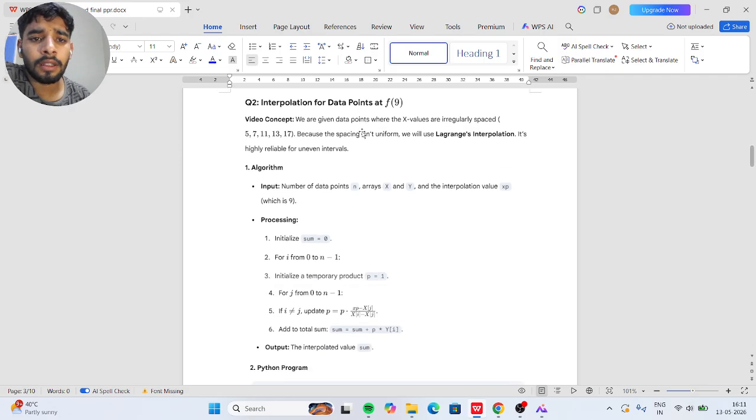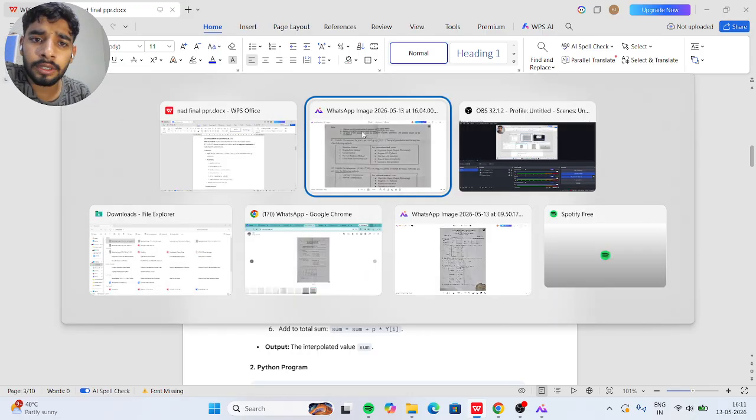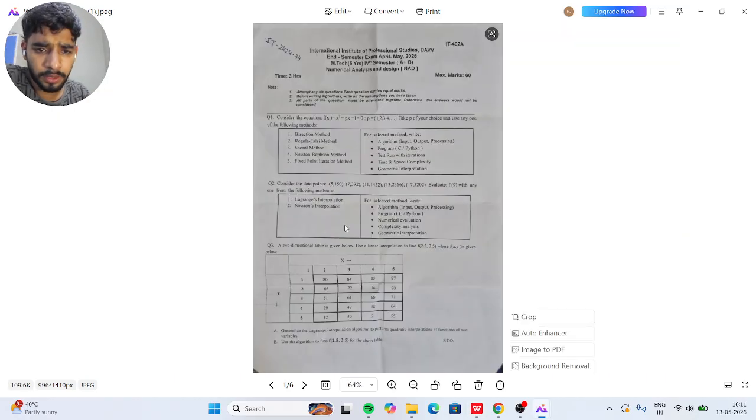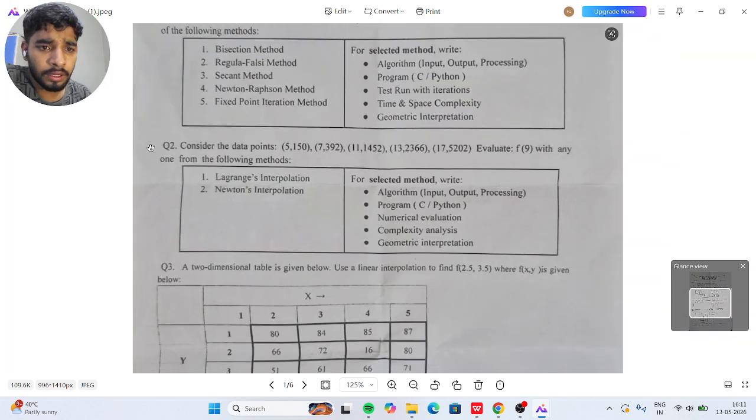Now, interpolation for data points at f(9). It's our second question. We will see what the question says. Here it says, consider the data points, and evaluate f(9) with any one of the following methods, Lagrange or Newton interpolation, and do the same: algorithm, program, evaluation, complexity, and geometrical analysis.